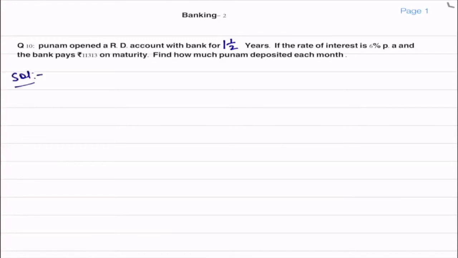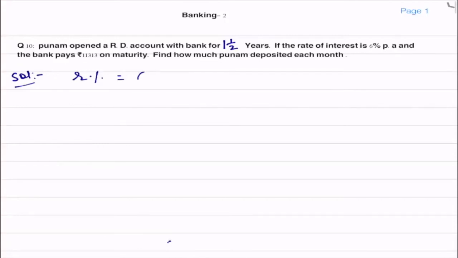If the rate of interest is 6% per annum and the bank pays rupees 11,313 on maturity, find how much Poonam deposited each month. So each month's deposit is known as principal. So in this question, what is given? Rate percent is given, that is 6%.